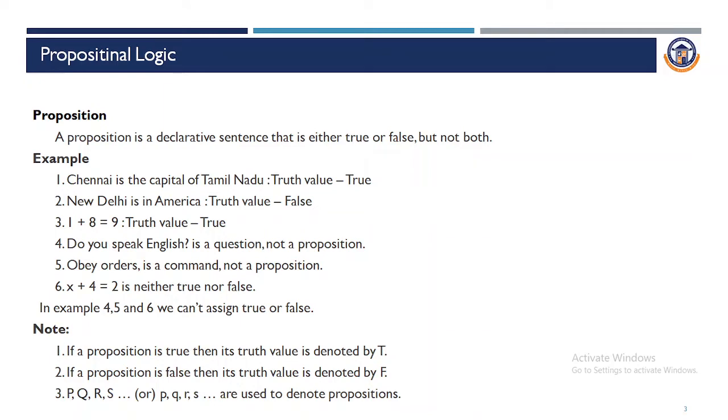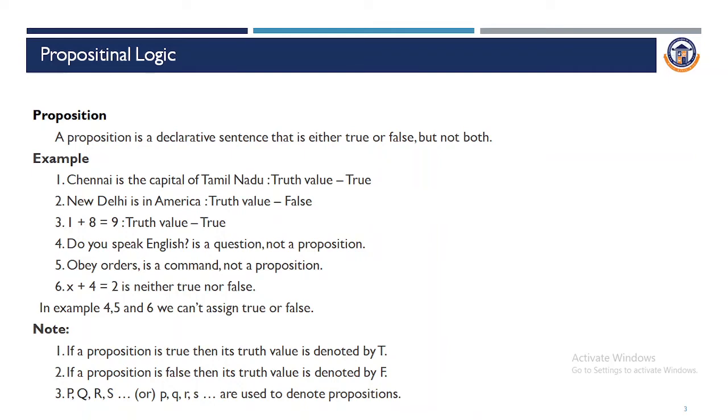For example, Chennai is the capital of Tamil Nadu. What is the truth value? Truth value is true, right? Therefore, it is a proposition. See the next one. New Delhi is in America. New Delhi is in America is false. Therefore, it is a proposition.